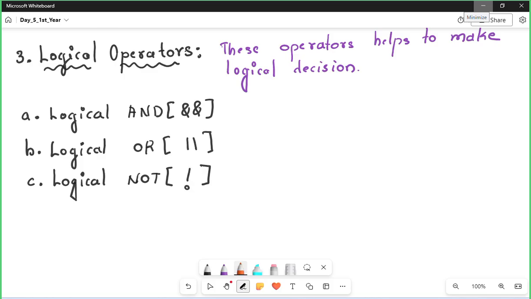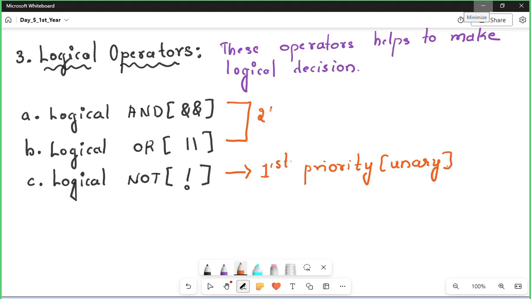The first thing we need to understand here is the priorities. The first priority is always given to logical not. Why? Because it is a unary operator. That is why logical not gets the first priority. The second priority goes to logical and and logical or both. Whichever comes first, we need to solve that first. Are you clear on these things?